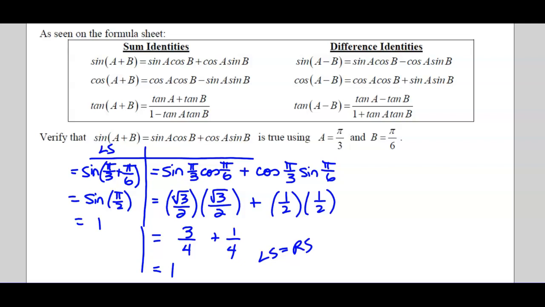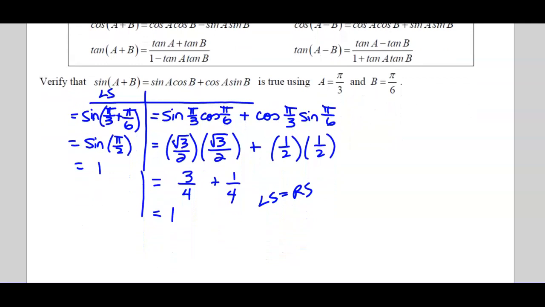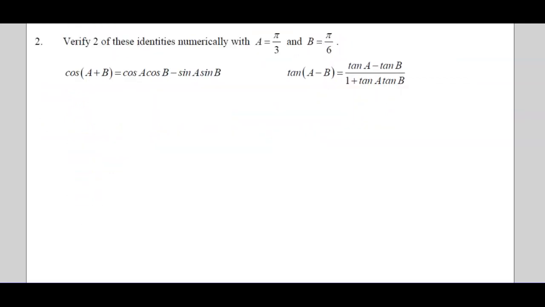In part 2 there, it says verify 2 more identities with those angles. I'm going to leave that for you to do because it's just verification. So you do that on your own. And then we'll look at the double angle identities and see where they come from. So question 3 on the right hand side.